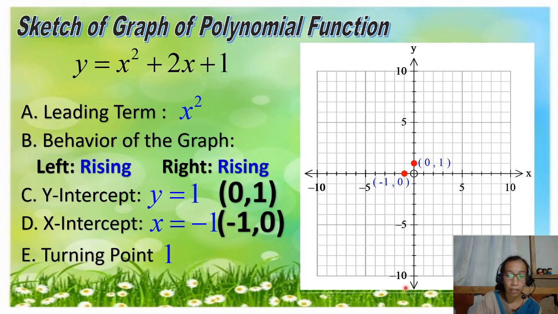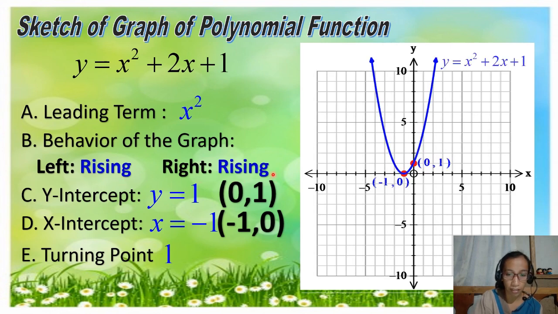So, after plotting the points for the y- and x-intercept, ayan, meron tayong turning point na isa. Ibig sabihin, isang liko. And then, ang left natin kailangan pataas, ang right din natin ay pataas. So, parang ganito po siya. Ayan. So, yung ating right and left ay rising, or ito pataas, ito ay pataas. And then, ito yung ating turning point, yung liko natin.